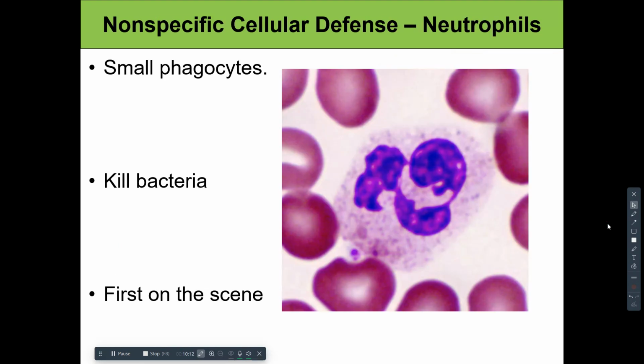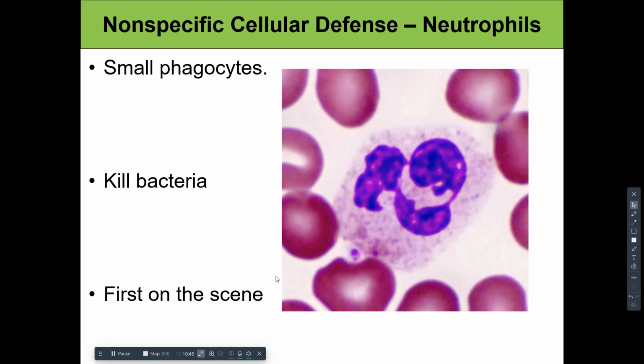All right, so we're done with barriers. Let's move on to cells. We've got a couple different cells we're going to discuss. One non-specific, innate immune cell we've got is the neutrophil, which we've met before. You know this is a neutrophil. We talked about it being a bacterial killer. It secretes antibacterial chemicals. It is a phagocytic cell. It's often referred to as a small phagocyte or a microphage, as opposed to a macrophage.